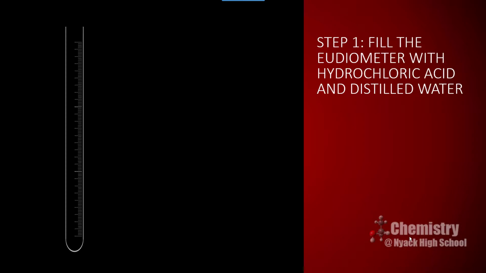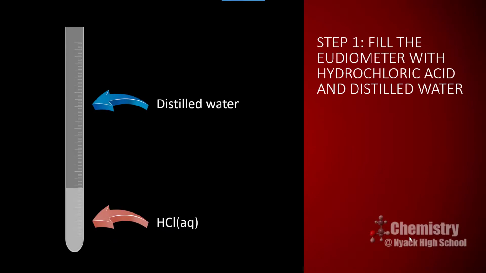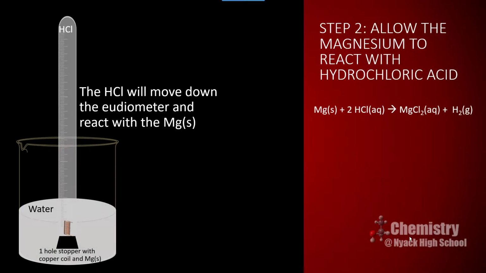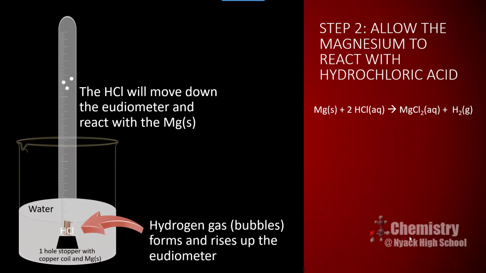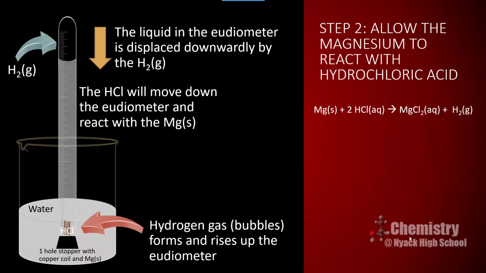The first step in our process would be to fill the eudiometer with 3 molar hydrochloric acid, about 15 milliliters. And then we'll carefully dispense distilled water on top of it in such a way as to avoid mixing between the hydrochloric acid and the distilled water. The next step is to invert it in a water bath with the rubber stopper inserted into the bottom of the eudiometer. What you'll notice is that the hydrochloric acid will diffuse down to the bottom.